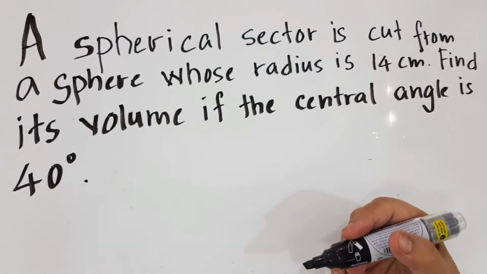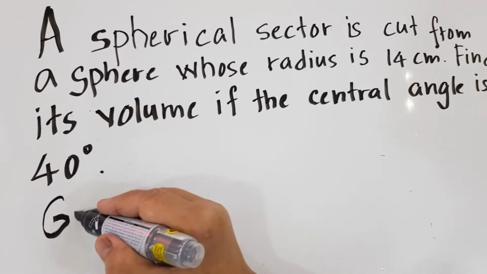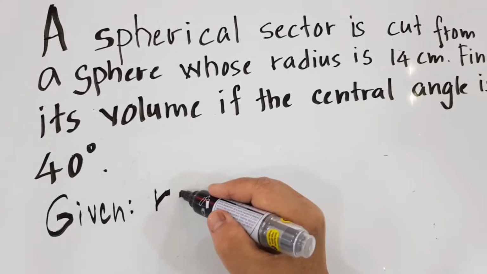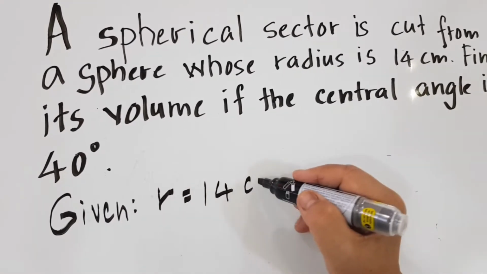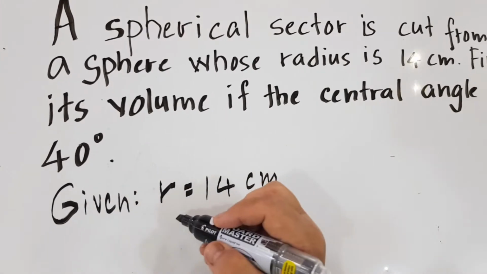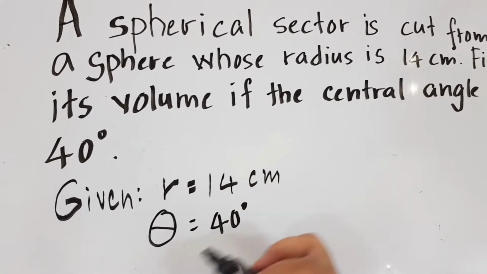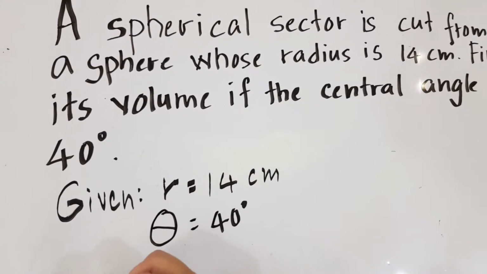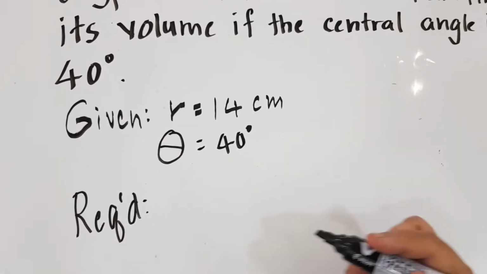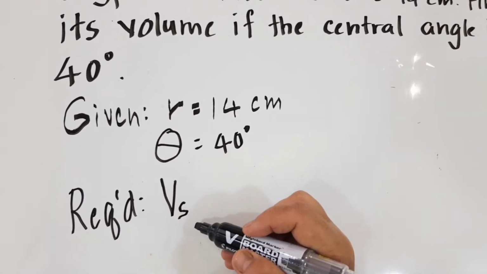Now, of course, first we have to state what is given. What is given here is the radius of the sphere, which is equal to 14 centimeters, and the central angle, we will designate it as theta, is equal to 40 degrees. Now, what is required? What is required here is the volume of the spherical sector. We will designate it as Vs.